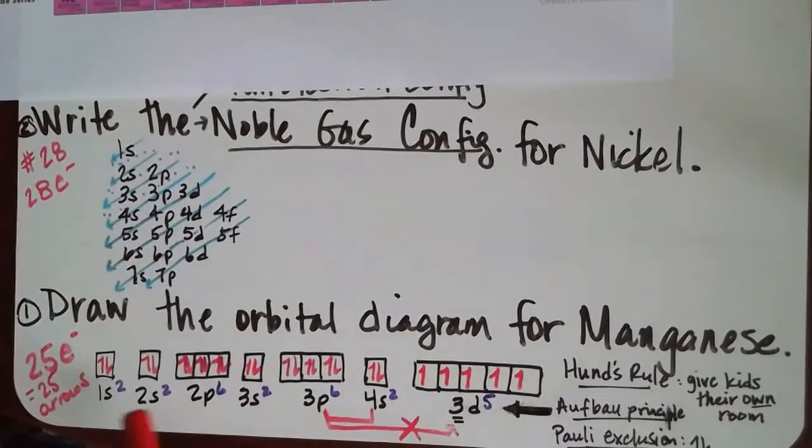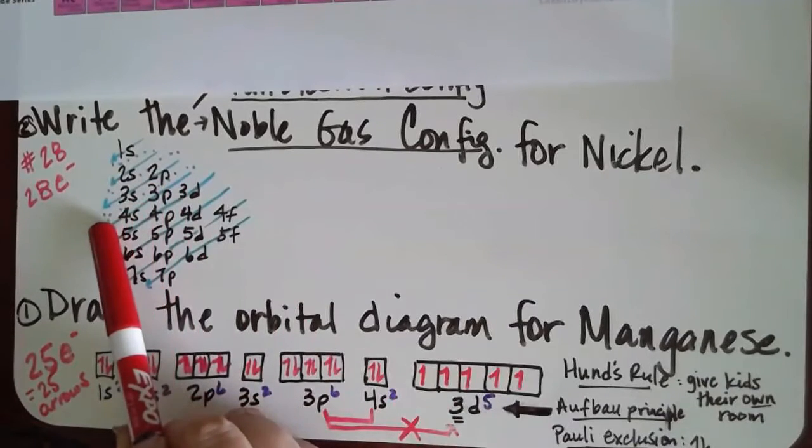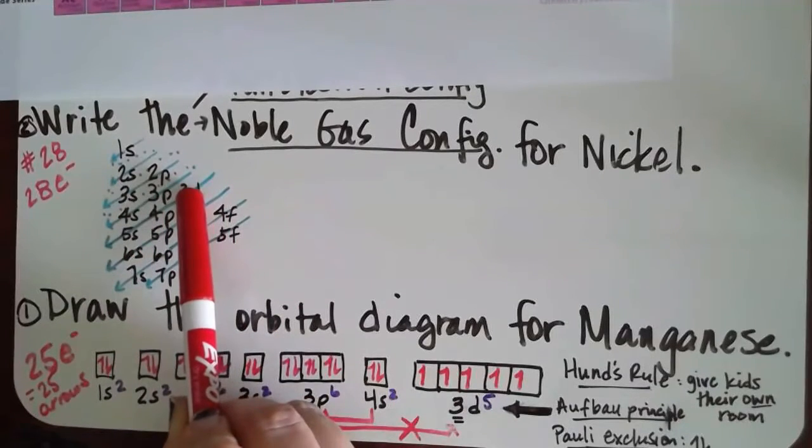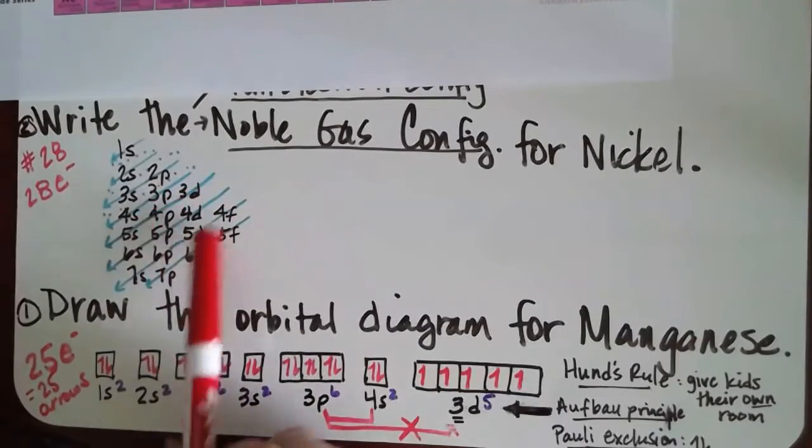Just like we did down here: 1s2, 2s2, 2p6, 3s2, 3p, 4s, then 3d. Notice 3p, 4s, then 3d, then back up to a 4p. All right, so there's going to be your issue.